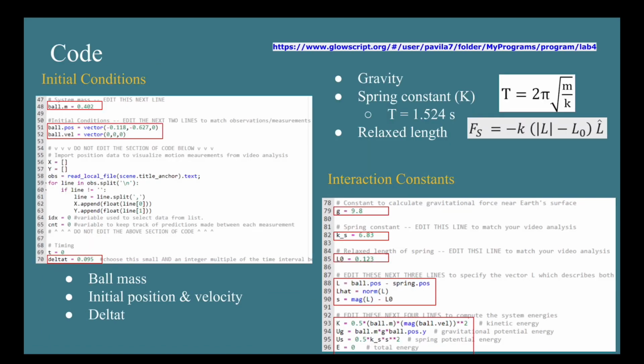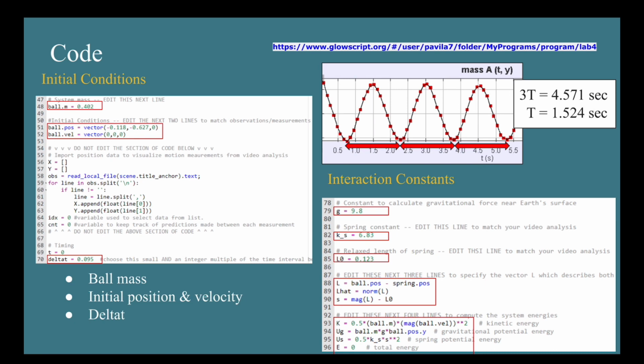In the beginning of the code, I set the initial conditions, which were the same as outlined previously: ball mass, initial position, and initial velocity, and delta t, which I set to 0.095 seconds. Next, I set g to 9.8 meters per second squared and the spring constant k to 6.83. The spring constant was determined by the oscillation period formula shown at the top. Solving for k returns the spring constant, but we also have an unknown variable T. To get an accurate estimate for T, we took the average oscillation period of the graph over 3 loops and used this value as our final T.